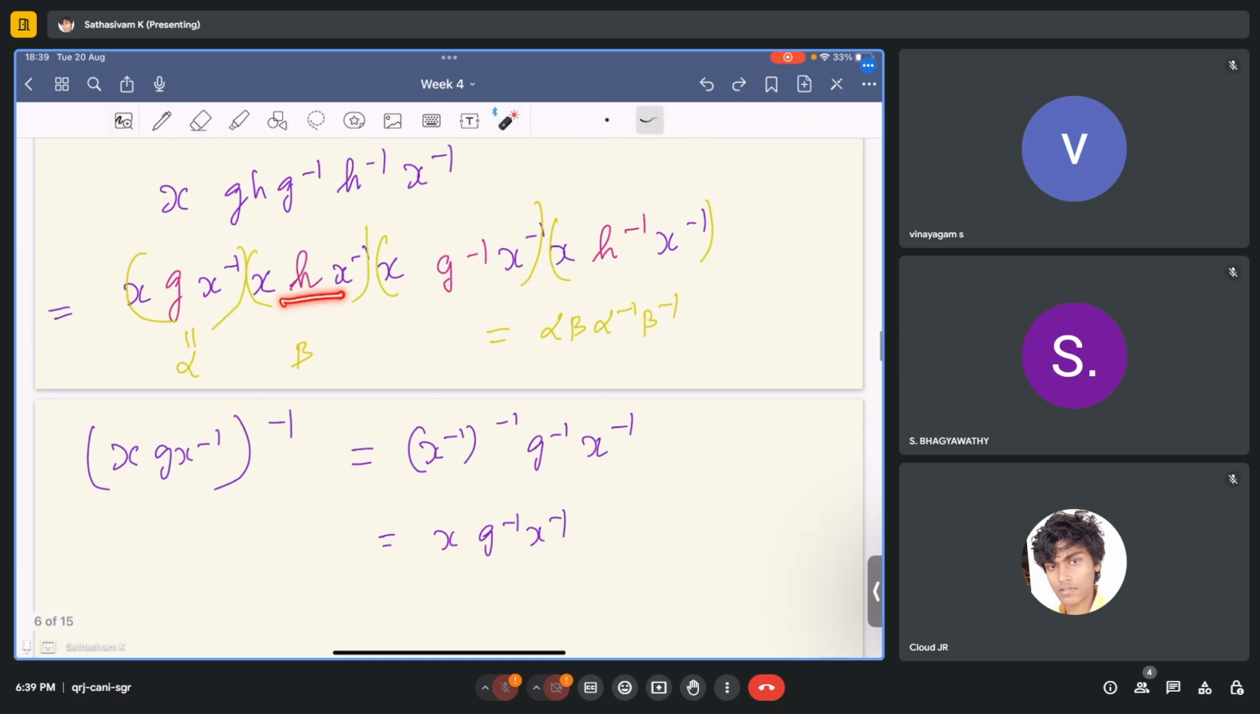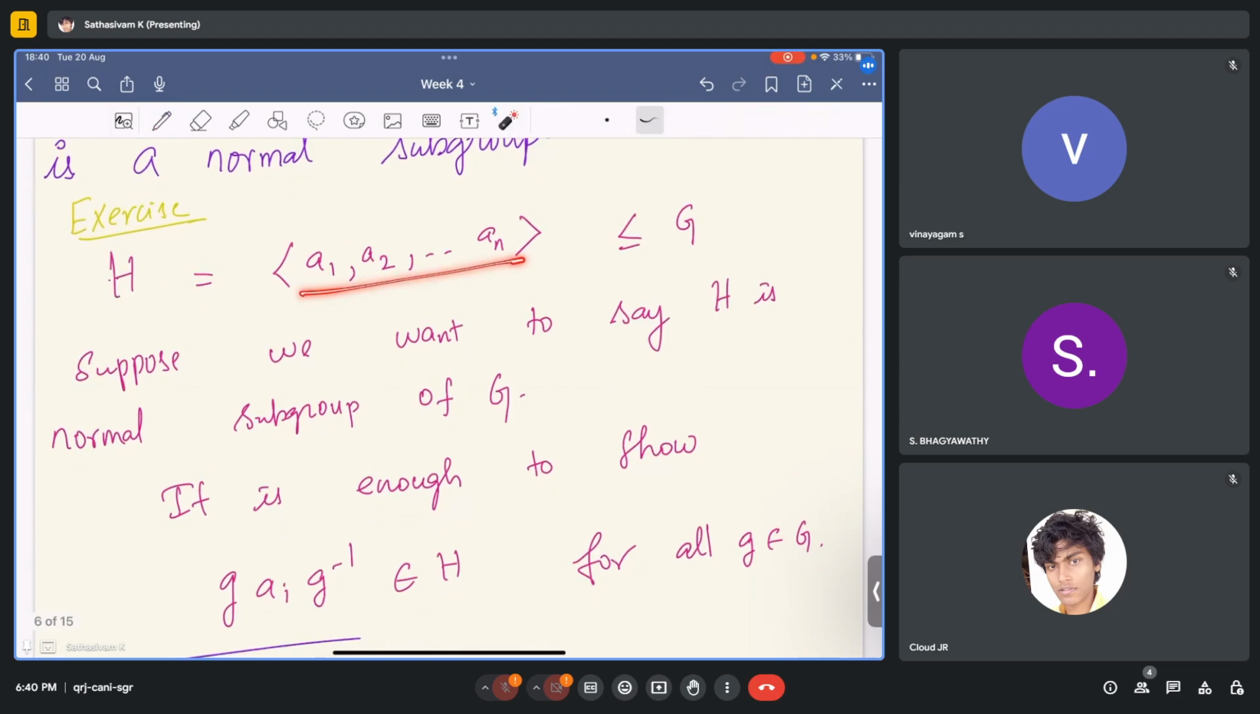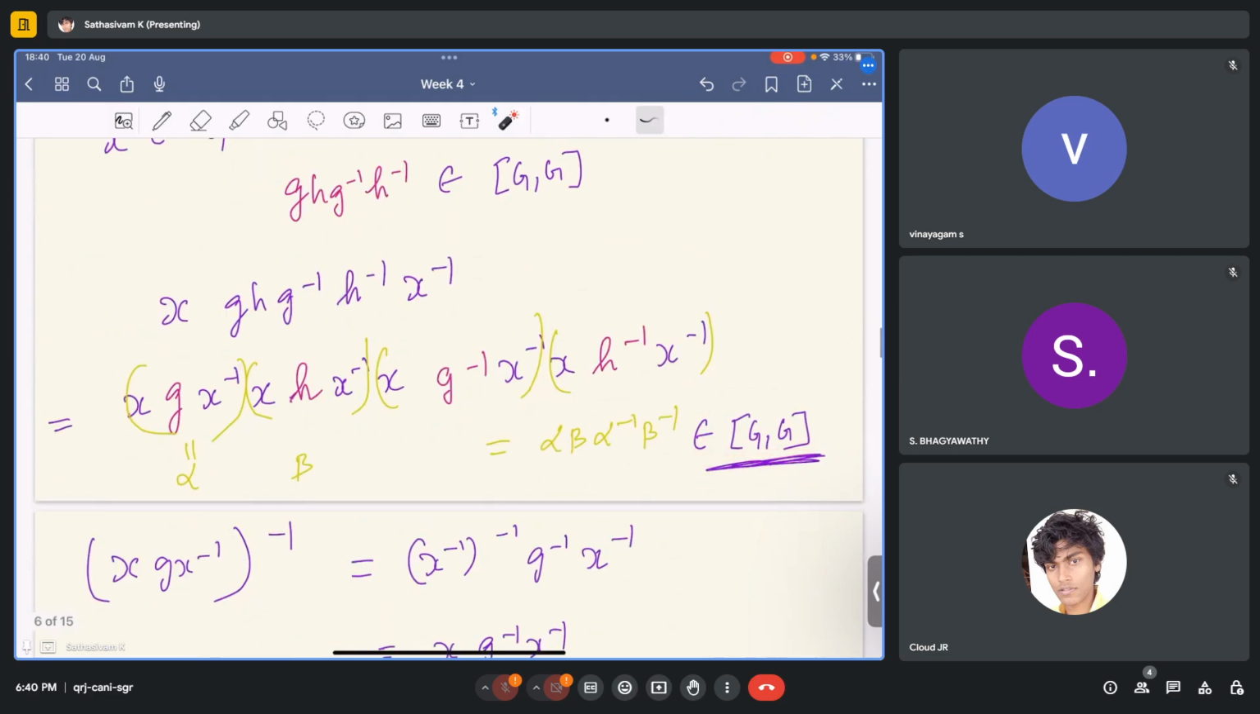If this is beta, this is beta inverse. Okay. So you will get the same element again. So you get alpha inverse, beta inverse. So this element again belongs to the commutator of G, G. Okay. So we just proved that this commutator is a normal subgroup. But anyway, you have to prove this statement. Once you prove this statement, you can verify this.